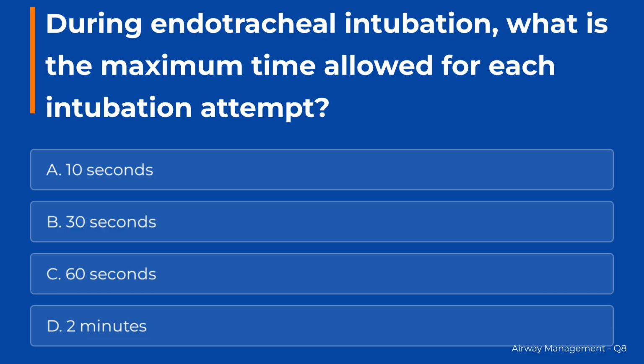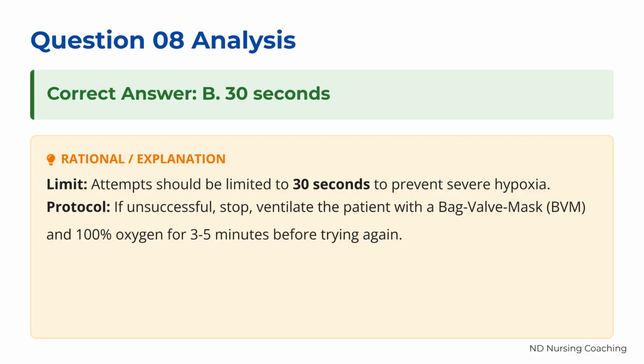Question 8. During endotracheal intubation, what is the maximum time allowed for each intubation attempt? The correct answer is B, 30 seconds. Limiting attempts to 30 seconds prevents severe hypoxia. If an attempt is unsuccessful, stop and ventilate the patient with a bag valve mask and 100% oxygen for 3 to 5 minutes before trying again.